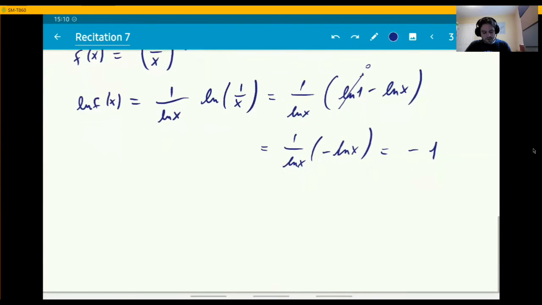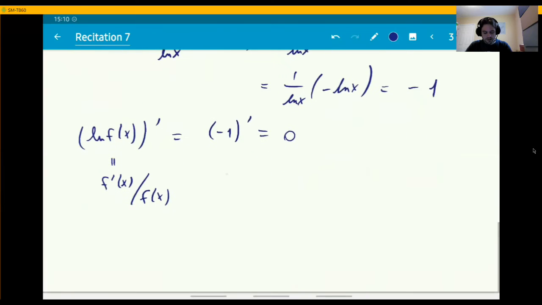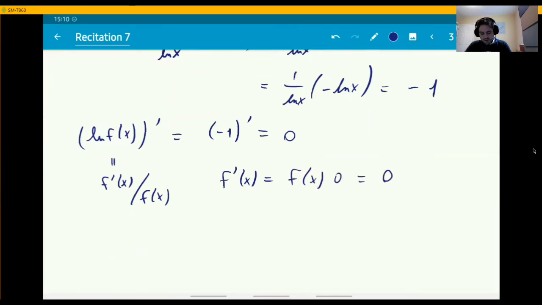So after seeing the simplification, if you then proceed with the problem, after finding a derivative once again, the derivative of ln of f is always f prime over f, but the derivative on the right side is 0, the derivative of -1. So you see this is much easier now. F prime is f times 0, which is 0. That's the actual final answer.